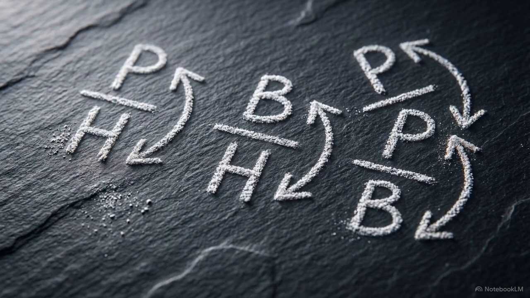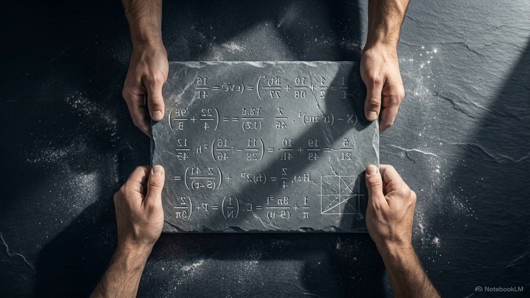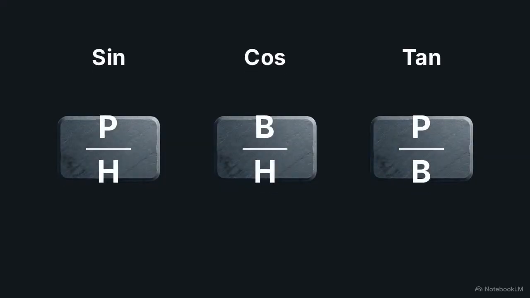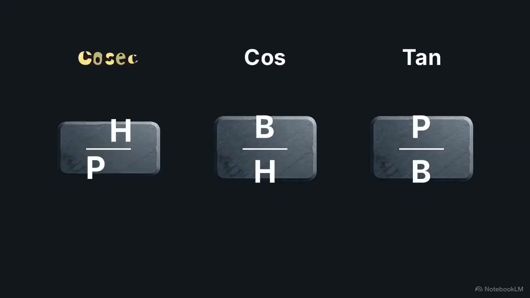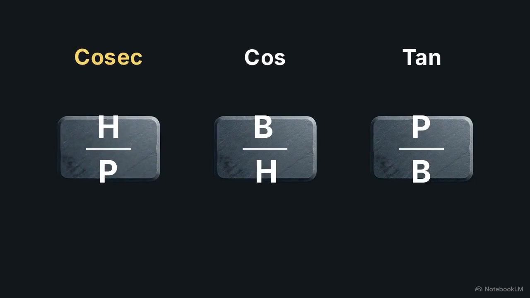The final 3 ratios, cosecant, secant, and cotangent, are the inverse of the first 3. You can find these new ratios by flipping your existing fractions upside down. To find cosecant, take your sine fraction, perpendicular over hypotenuse, and invert it. It becomes hypotenuse over perpendicular.